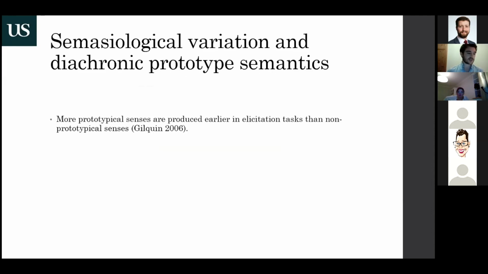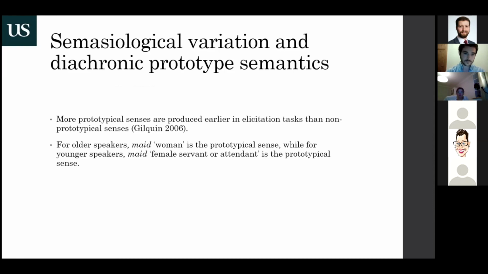Okay, so this has some interesting implications if we look at it from the perspective of cognitive sociolinguistics and specifically diachronic prototype semantics. So Gilquin argues that the more prototypical senses of words are produced in earlier elicitation tasks rather than the non-prototypical senses, which would typically occur in subsequent repetitions of the task. So what we see is that for older speakers, maid woman is the prototypical sense because this was the sense that older speakers typically used first, while for younger speakers, it was maid, female servant or attendant, which was the prototypical sense, as that was the sense used in the first elicitation prompt by younger speakers. So these elicitation tasks that Justyna has developed and I've subsequently used enable this change in progress to be observed.